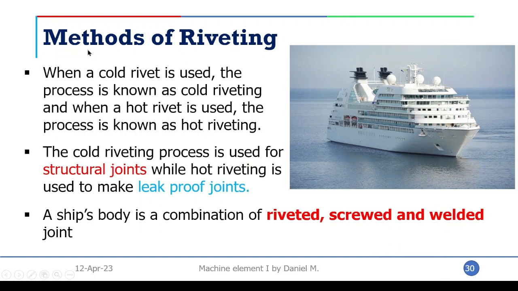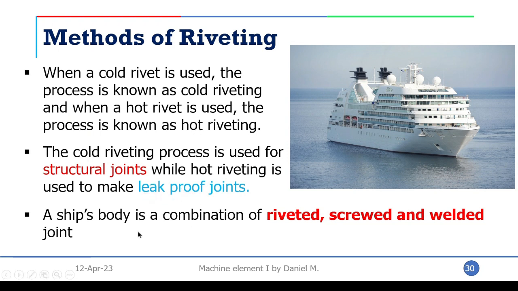Depending on the temperature of the rivet itself, we can classify riveting into two major categories. One is called cold riveting. Cold riveting is when a cold rivet is used to make the joint. On the other hand, when a hot rivet is used to make the joint, then the process is known as hot riveting. Pretty simple. Cold riveting is used for structural work. Again, there's not much care necessary in structural joints. While hot riveting is used to make leak-proof joints.